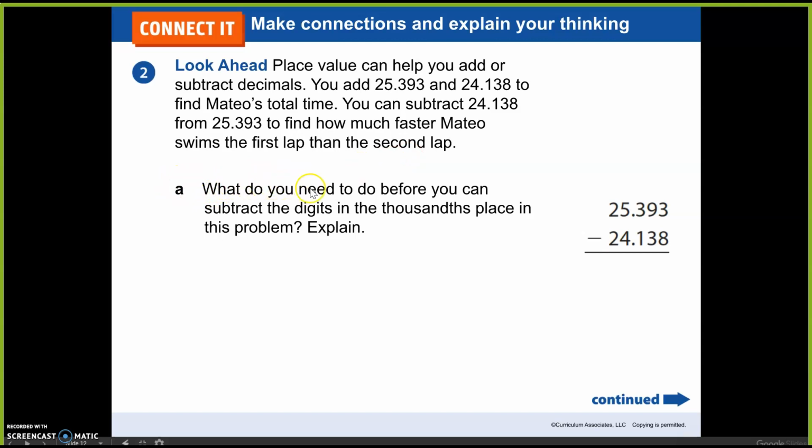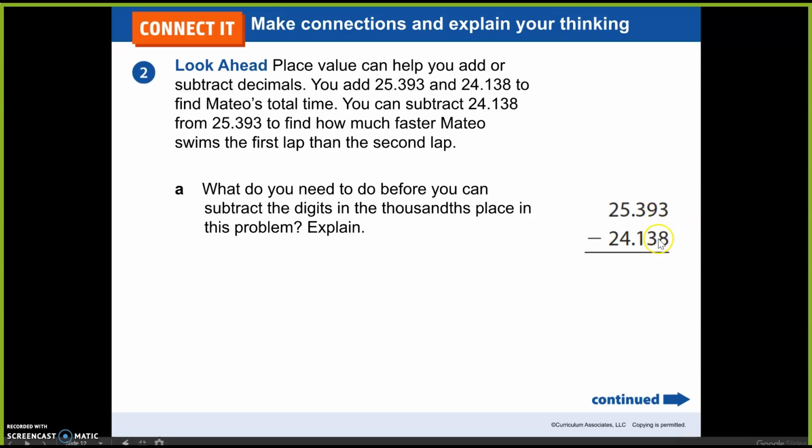A. What do you need to do before you can subtract the digits in the thousandths place in this problem, and then explain. So on the next slide, you are going to explain how you would look at this subtraction problem and answer the question, what do you need to do before you can subtract? So before you do any math, before you can do any subtraction, there's something that you need to do with regard to the thousandths place, which is this place all the way at the end here.